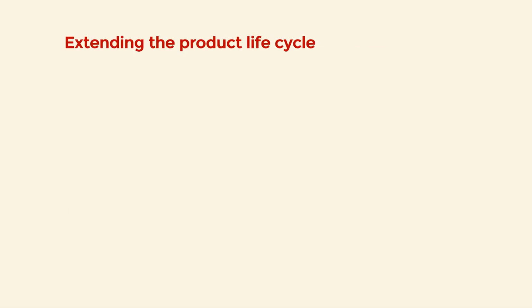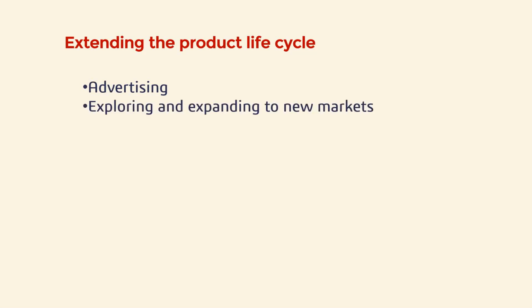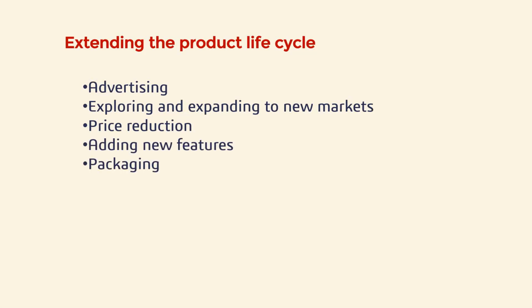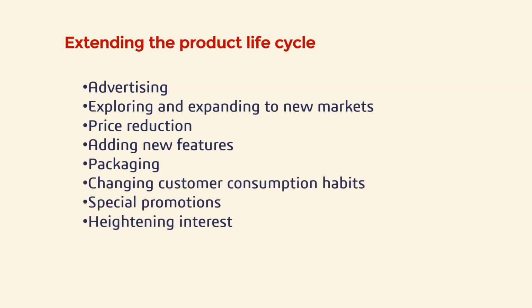And removal of the outlets that are non-profitable is the best way to stop the product in the market and end in profits. So any manufacturer in the market wants the product he made should be for a longer period of time in the market. For extending the product life cycle, we may follow the following strategies. That is advertising. Advertising would help the product to sustain in the market for a longer period of time. And exploring and expanding to new markets would help to get more consumers, and we can increase the awareness of the product in the consumers. Price reduction, adding new features and packaging would help in attaining the consumers and changing customer consumption habits. And special promotions, heightening interest would also improve the awareness in the consumers and make them to buy our product.